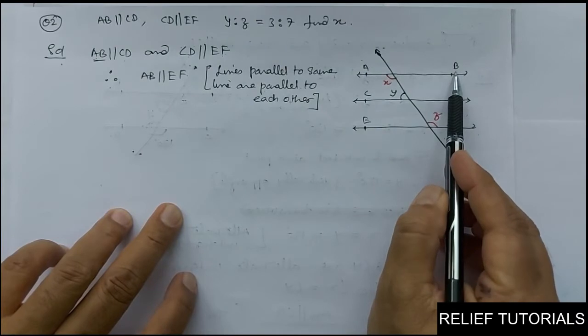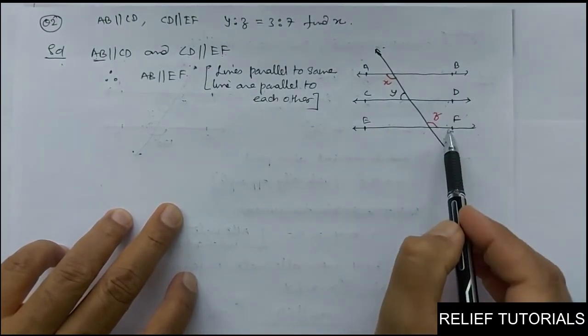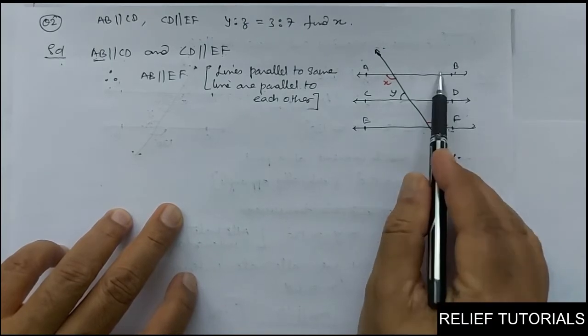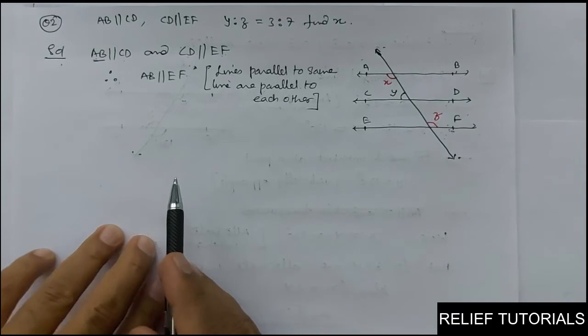See, this AB is parallel to CD and this EF is also parallel to CD. So these two lines are parallel to the same line, so they are parallel to each other, according to theorem 5.